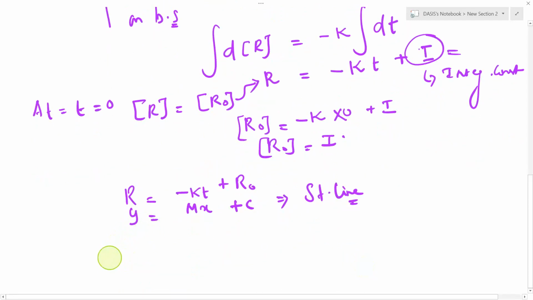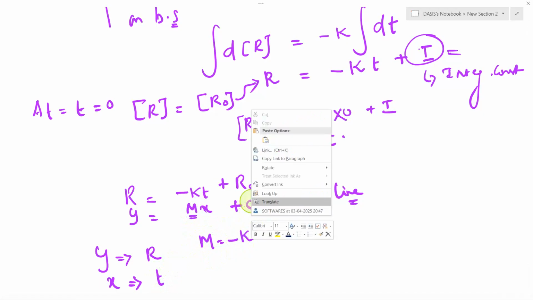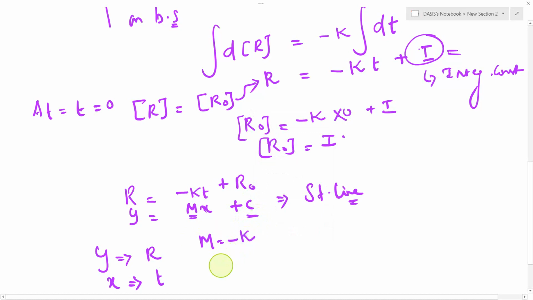Now, what is the y-axis here? That is R, the concentration of the reactant. What is the x-axis here? That is time. m is the slope. What is the slope here? That is equal to minus k. And what is the intercept here? c is the intercept here, that is equal to R naught. Shall we draw the graph now?